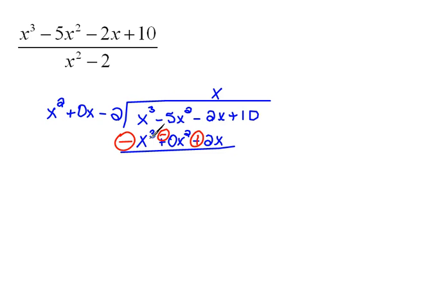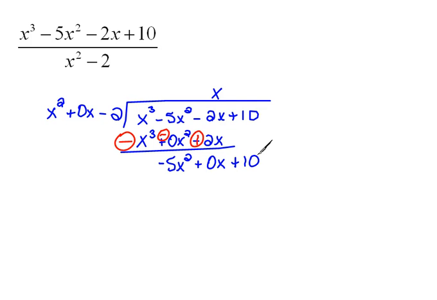So our x cubed minus x cubed is gone. Minus 5x squared minus 0x squared is minus 5x squared. And minus 2x's plus 2x's is no x's. Anytime you have a 0x, it doesn't matter whether you put plus or minus, because 0 is neutral. It's like Switzerland. It's neither negative nor positive. Now we drop our next term and we continue on.